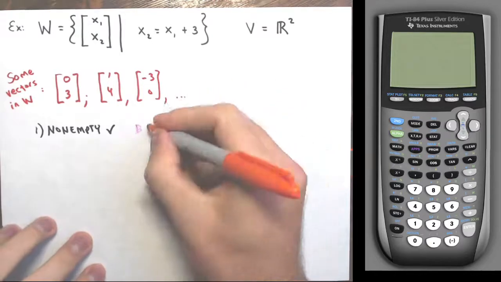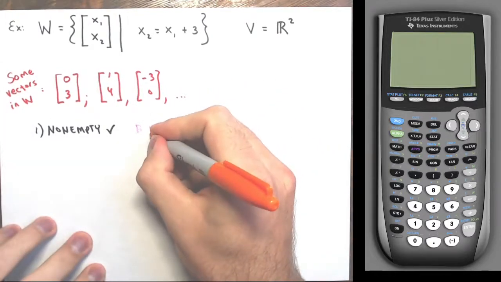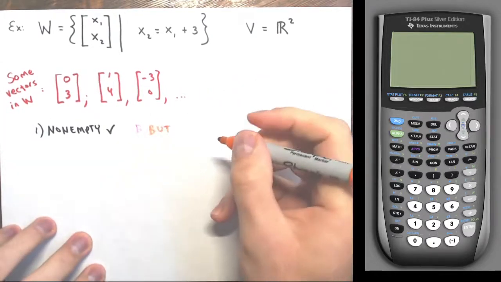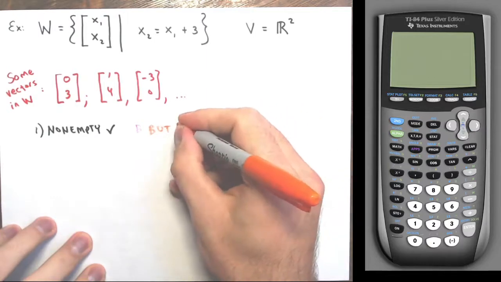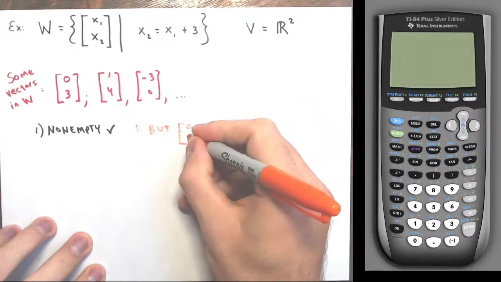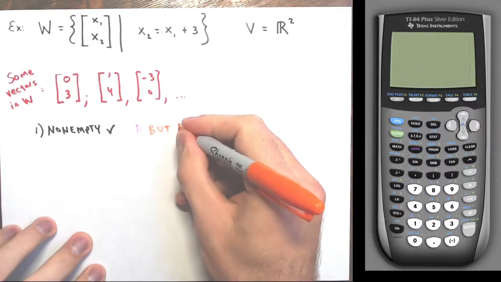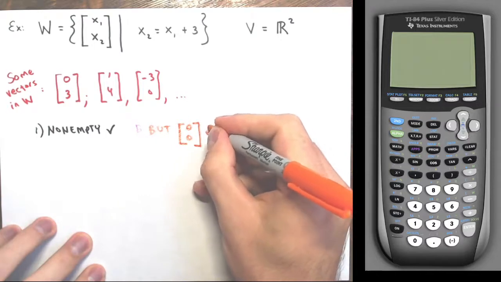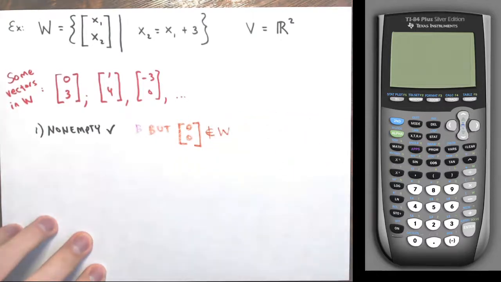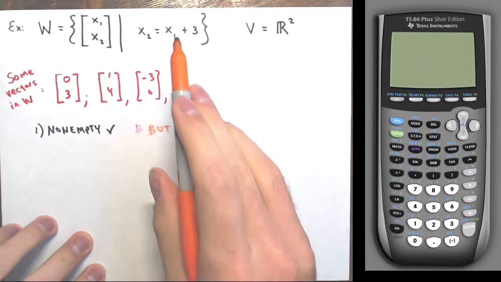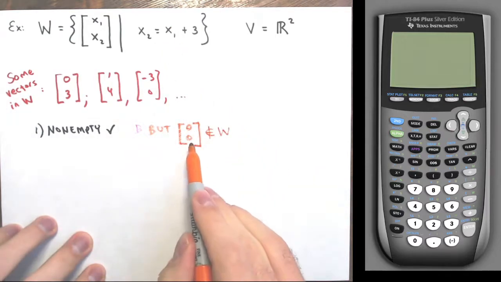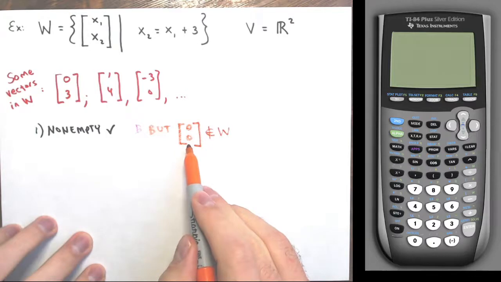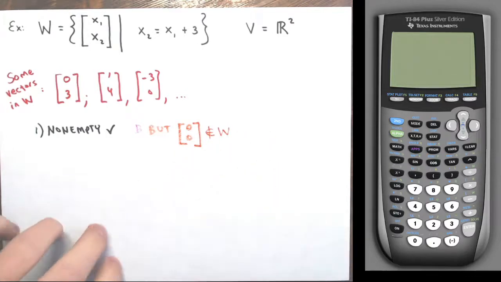Okay, but 0, 0 markers would not belong to W, right? Because this does not satisfy the condition. The second component is not 3 more than the first component. So right away I can see that this is not going to be a subspace, all right?